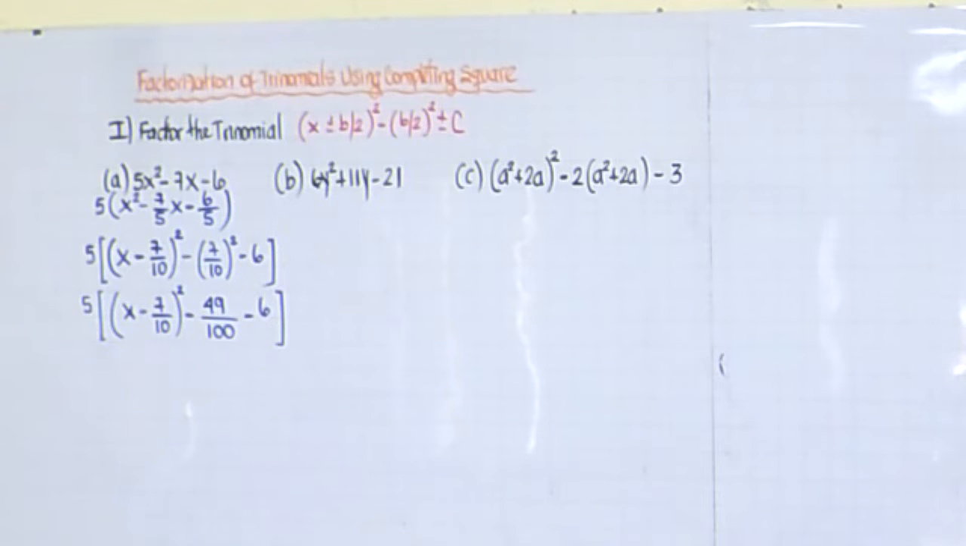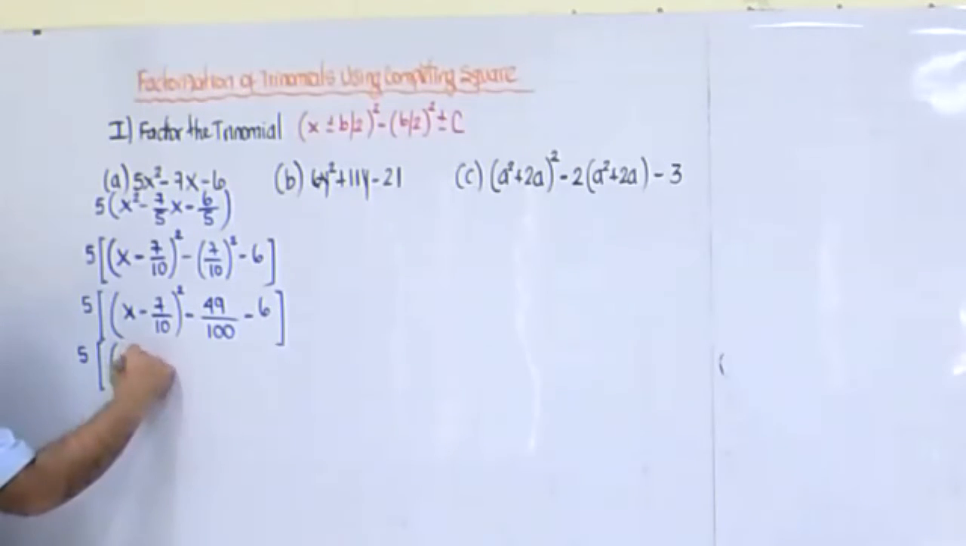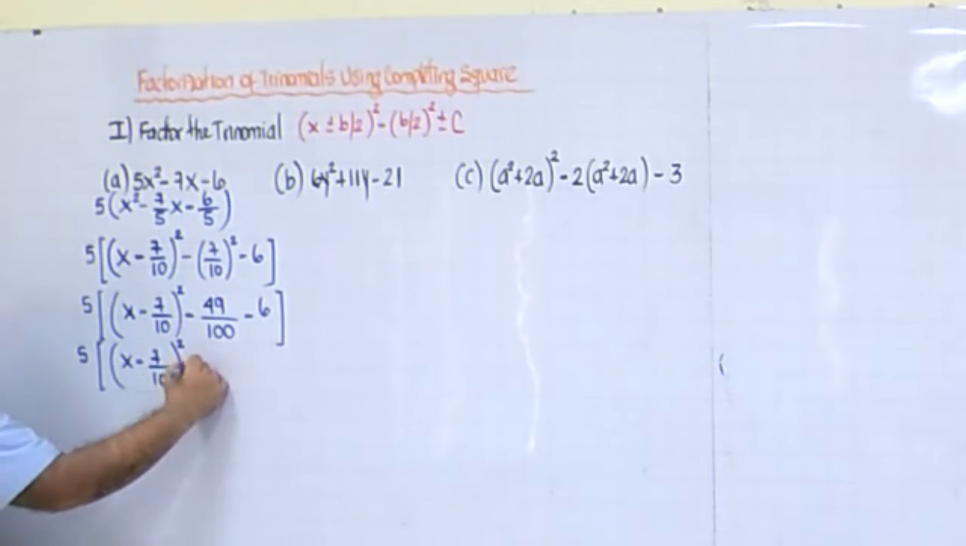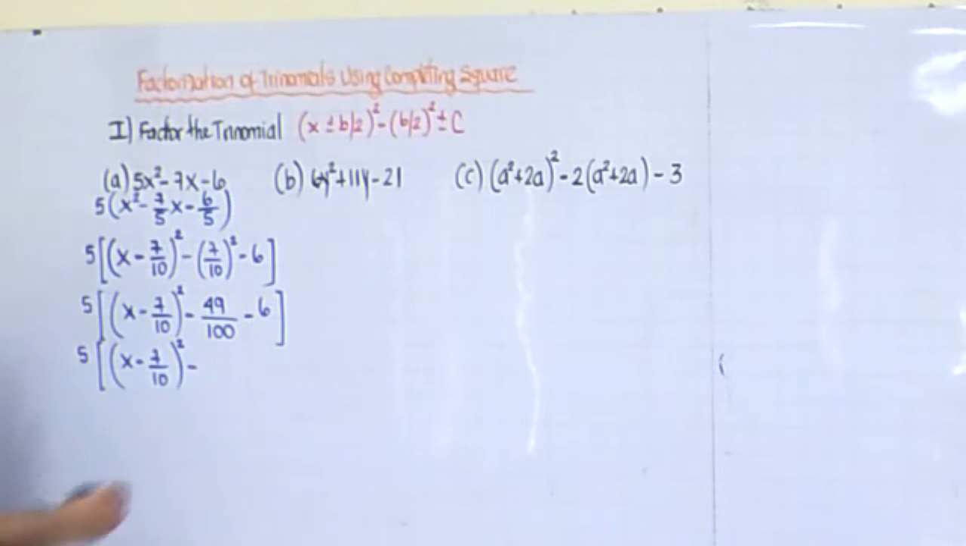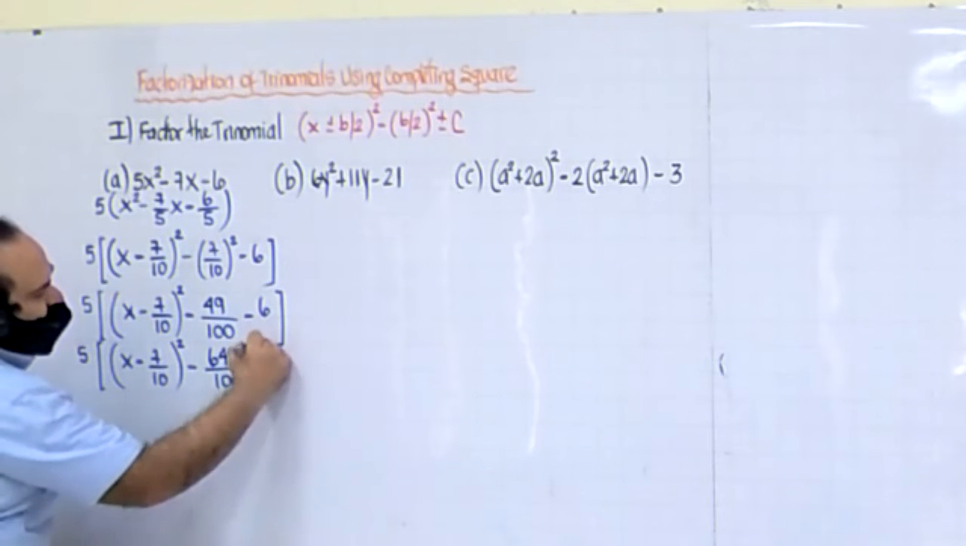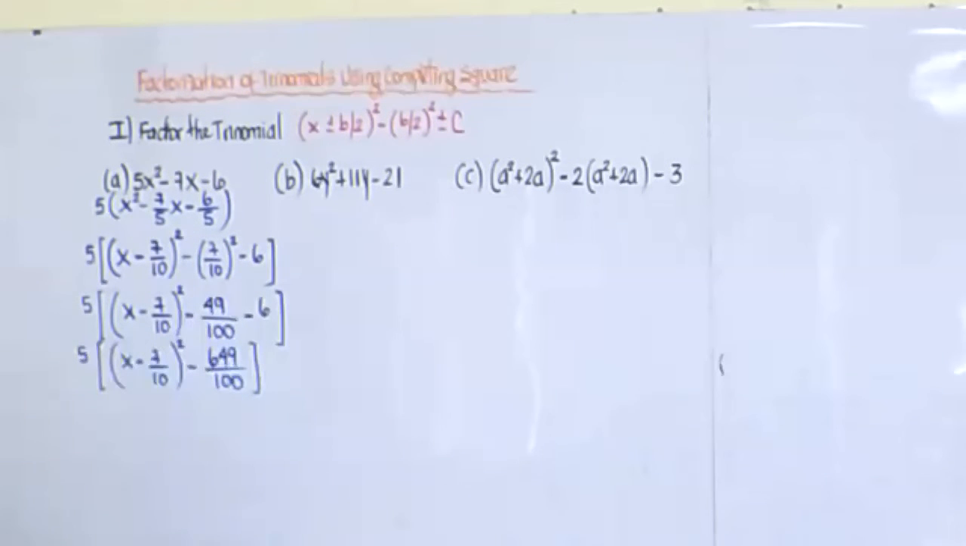For that reason, if we have -49/100 subtracting 6, the final result will be -649/100. In simple words, we're going to copy the number 5, open brackets, copy this parenthesis (x minus 7/10) squared, and this subtraction will be given by -649 over 100. Okay. And what will be the last step?